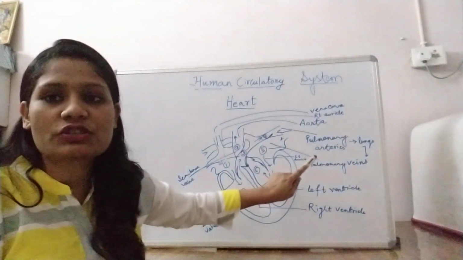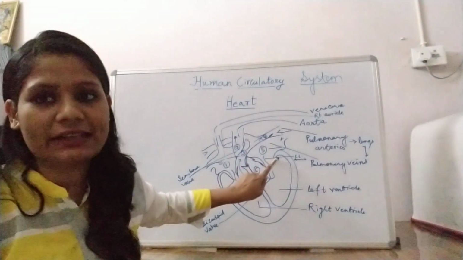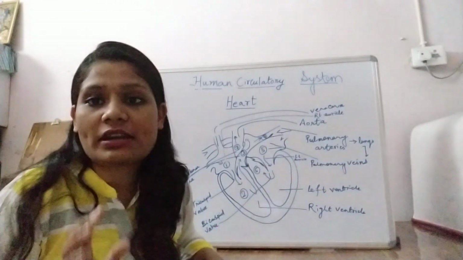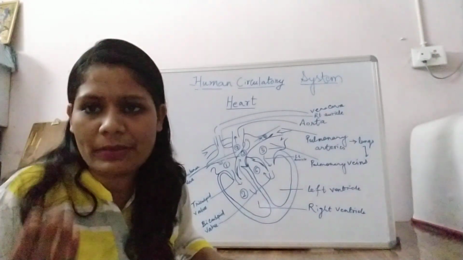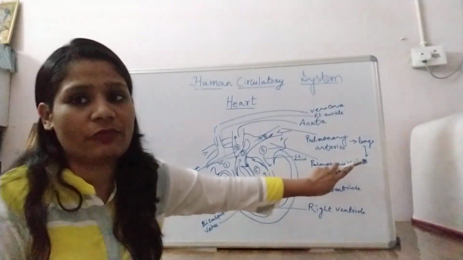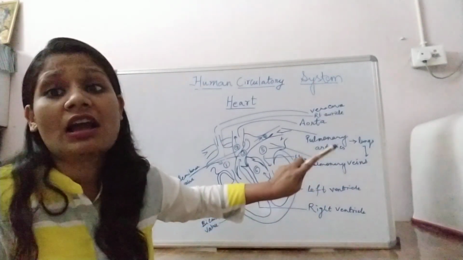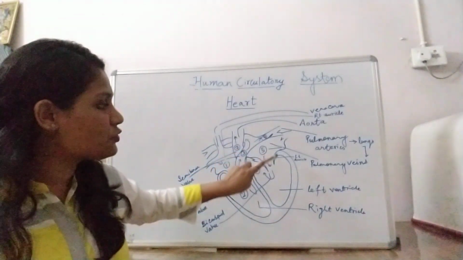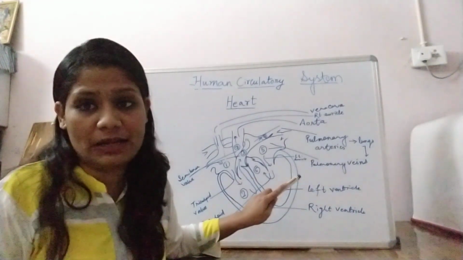From the lungs, it goes to the pulmonary veins, and through the pulmonary veins, it comes to the left auricle. In the lungs, the purification of the blood happens. Purification means there is an exchange of carbon dioxide and oxygen. So oxygenated blood comes through the pulmonary veins. Pulmonary veins are the only veins which carry oxygenated blood, and they bring it to the left auricle. Now the left part of the heart receives oxygenated blood.